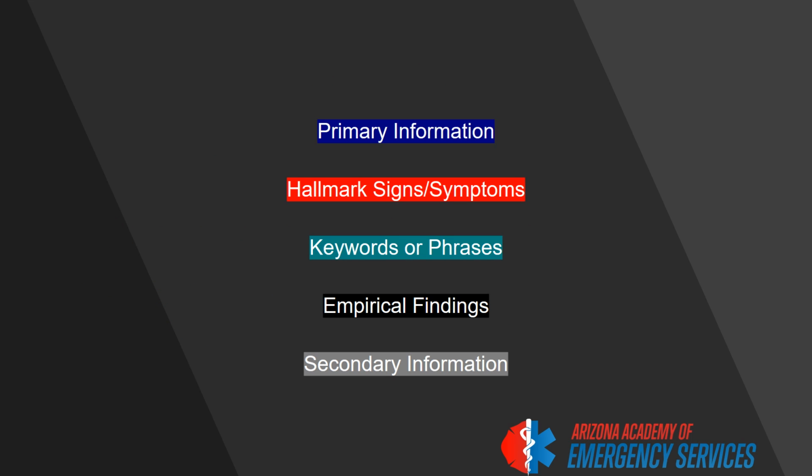Okay, so here you see the 5 keys of information that we went over previously. As we go through the practice scenario questions coming up, I will highlight the 5 keys for you so that you can see and practice along with me in identifying them. Primary information will be highlighted in blue, as you see. Hallmark signs and symptoms will be highlighted in red or orange. Keywords or phrases will be highlighted in that aqua teal color. Empirical findings will be highlighted in black, and secondary information will be highlighted in gray.